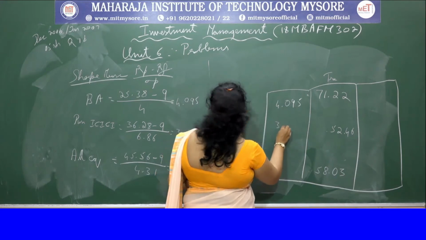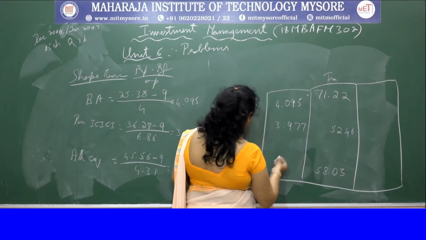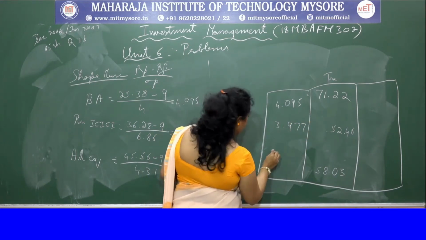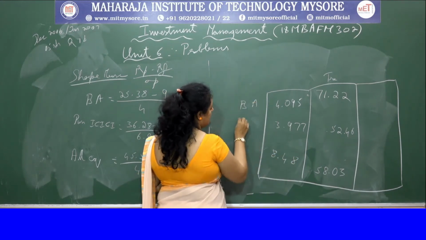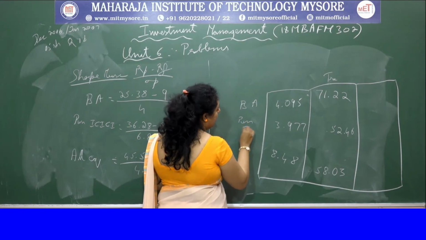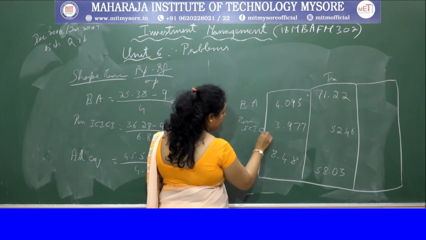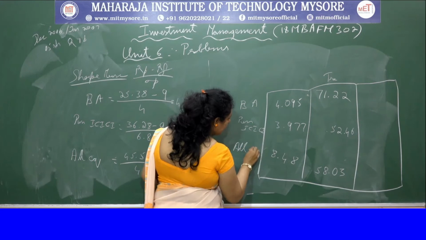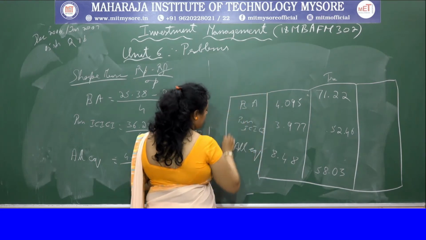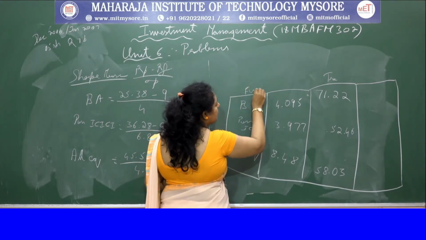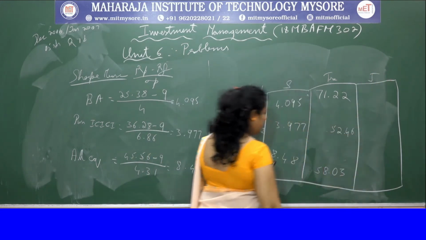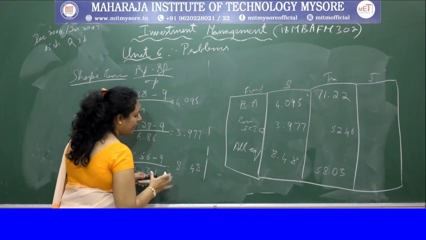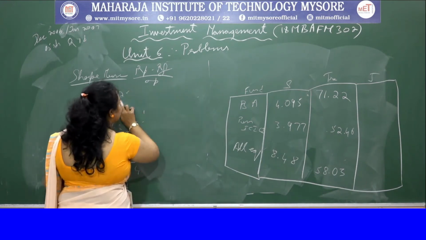And this is for Sharpe, that is 4.095, 3.977 and 8.48. This is Birla Advantage, then Prudential ICICI. Then you have Alliance Equity. So these are the funds. And this is Sharpe. And this is Jensen. So Jensen we need to calculate it. So let's calculate Jensen.